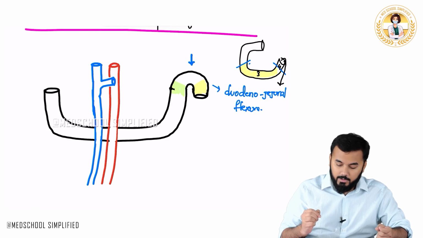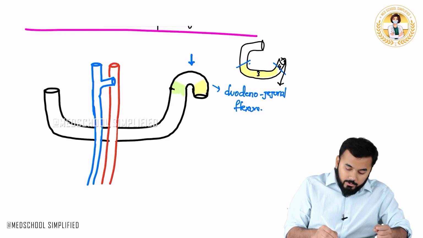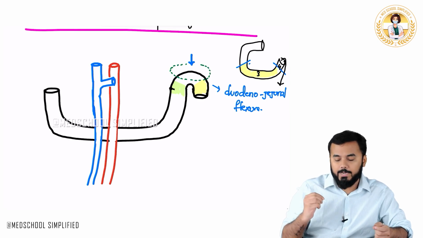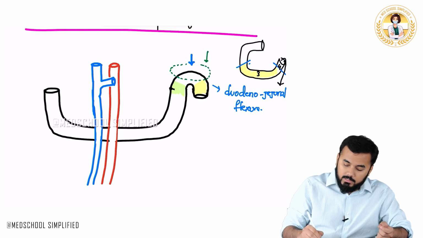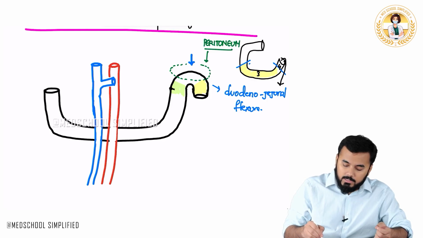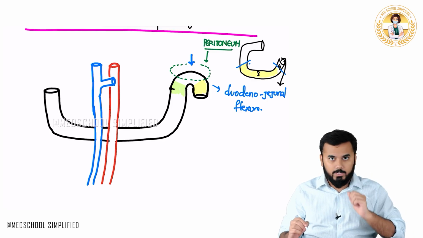Now, what I am trying to tell you is that surrounding this duodenojejunal flexure, you have a fold of peritoneum. This is a fold of peritoneum that is covering the duodenojejunal flexure.